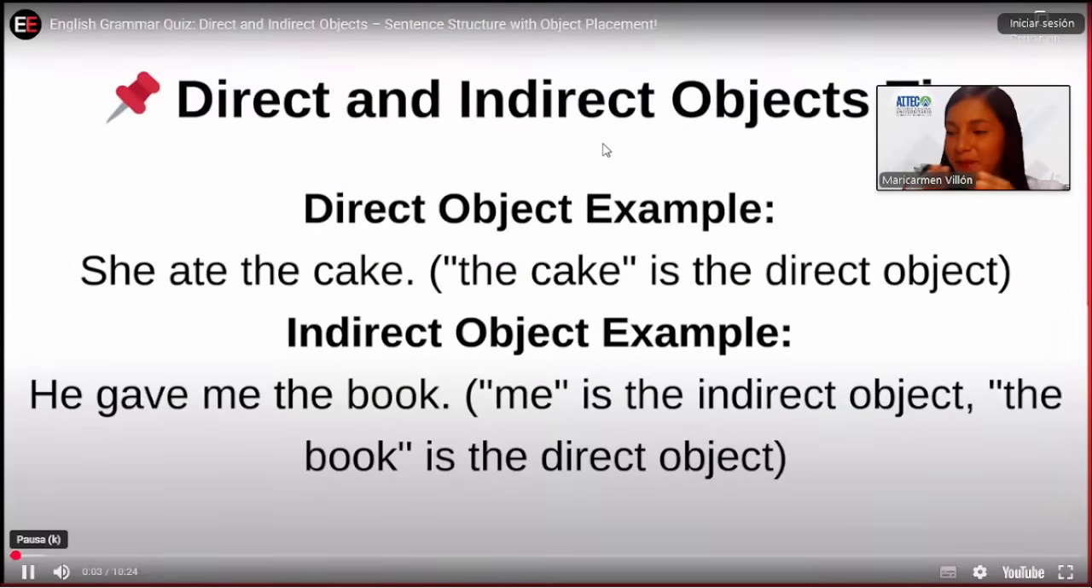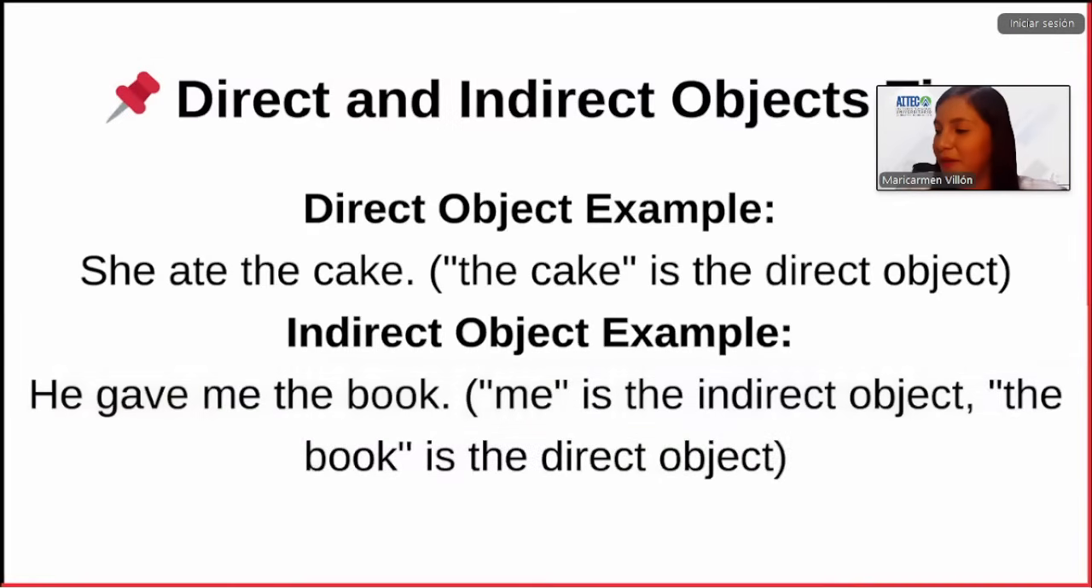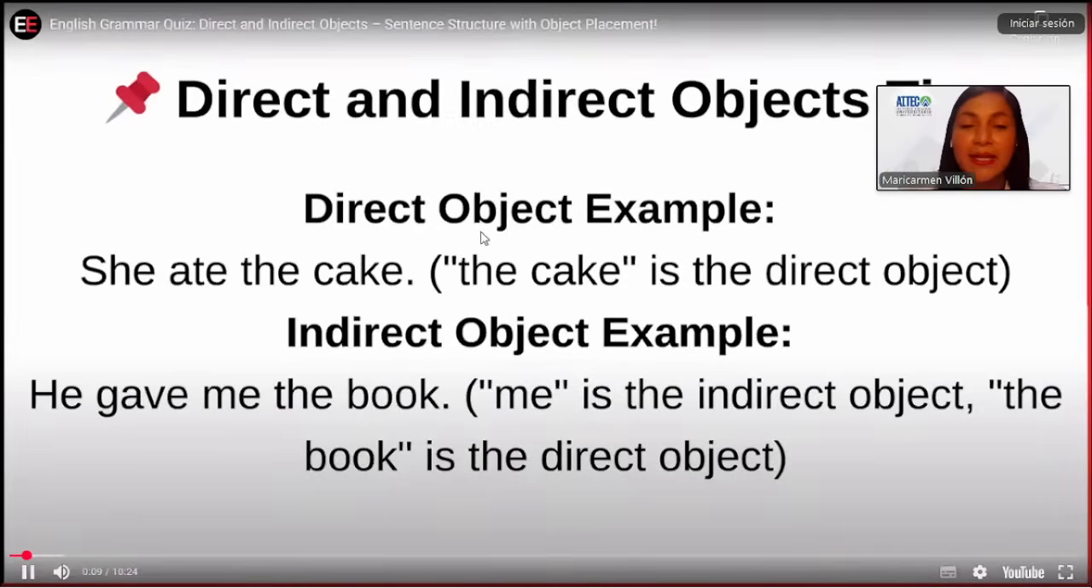This is like a review, right? Direct and indirect objects. It says direct object example. She ate the cake. The cake is a direct object.